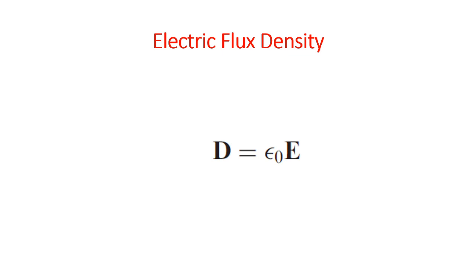Next, flux density. We saw what is flux. Flux density is flux per area. So D is equal to epsilon naught into E. We are very familiar with epsilon naught, that is the permittivity of free space. Sometimes it is D is equal to epsilon into E. In some mediums it is epsilon E, but normally in free space, D is equal to epsilon naught into E.